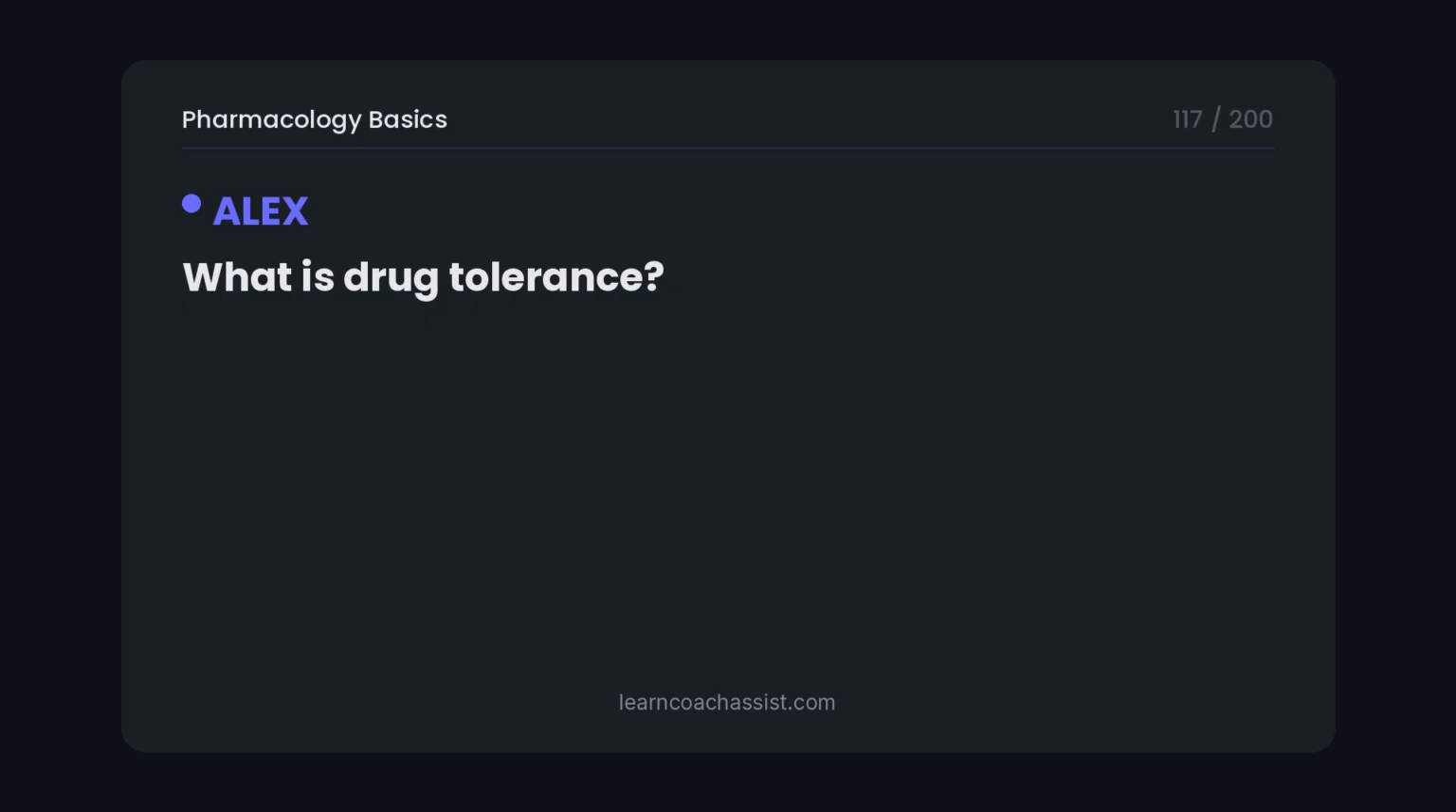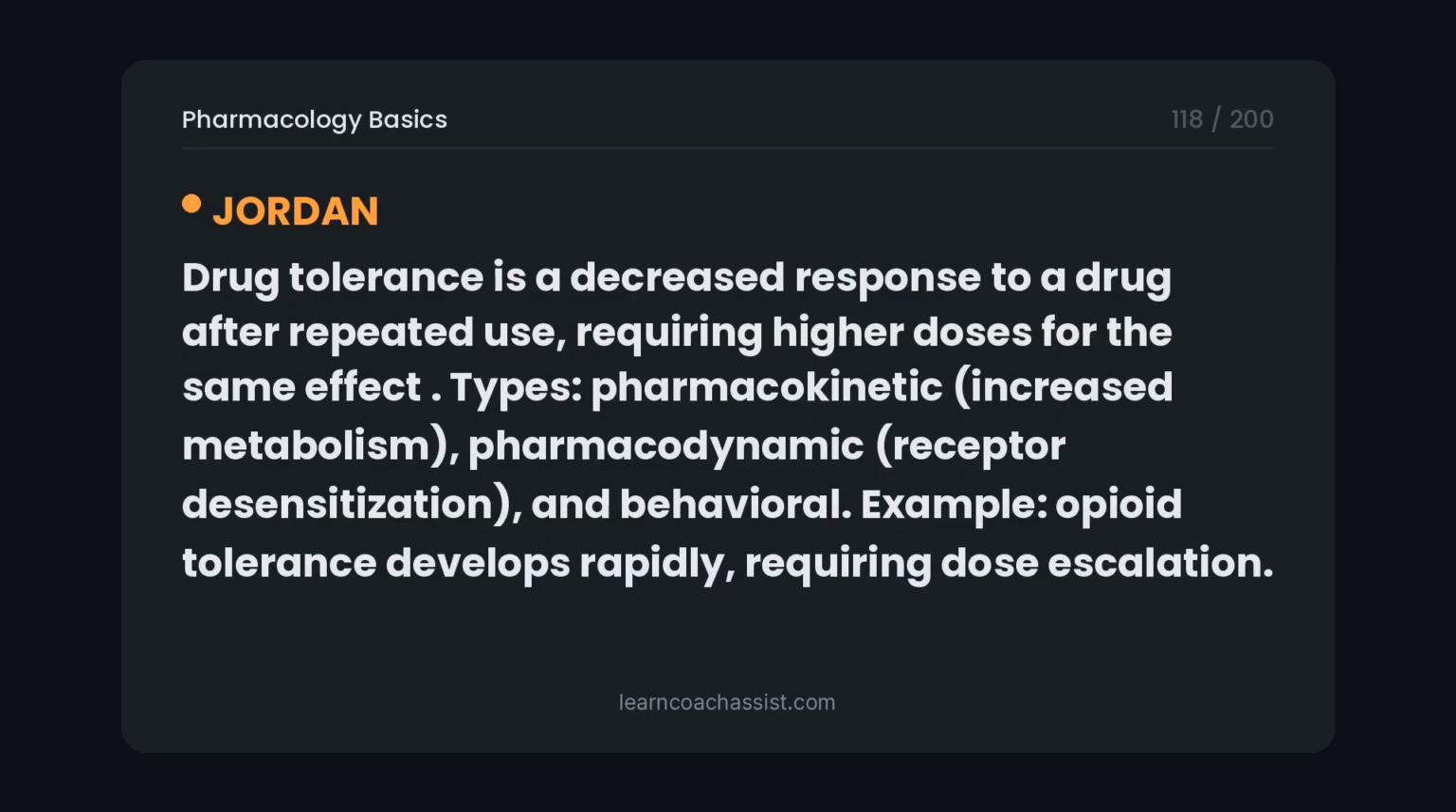What is drug tolerance? Drug tolerance is a decreased response to a drug after repeated use, requiring higher doses for the same effect. Types: pharmacokinetic, increased metabolism; pharmacodynamic, receptor desensitization; and behavioral. Example: opioid tolerance develops rapidly, requiring dose escalation.